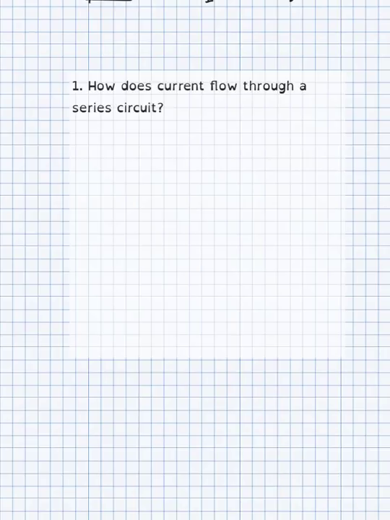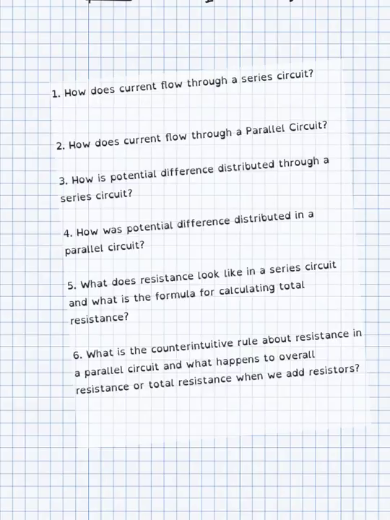But the first question you need to do this with is, how does current flow through a series circuit? So what happens when it meets each component? How does current flow through a parallel circuit? How is potential difference distributed through a series circuit? How is potential difference distributed in a parallel circuit? What does resistance look like in a series circuit, and what is the formula for calculating total resistance? And the last question, what is the counterintuitive rule, the rule that goes against what we'd expect to see, about resistance in a parallel circuit? So what happens to the total resistance when we add resistors?